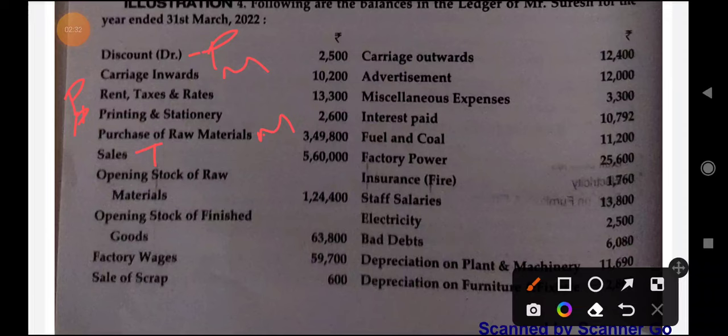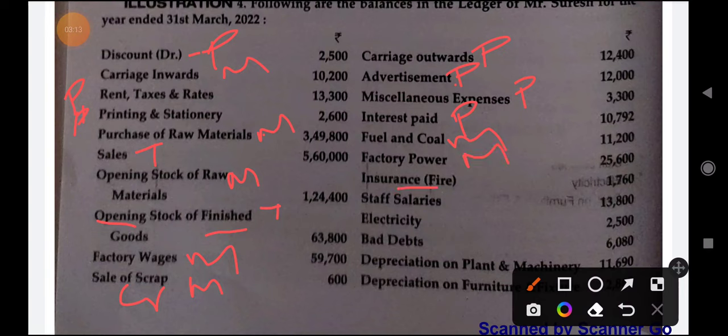Opening stock of raw material will come under manufacturing account. Closing stock of finished goods, opening stock of finished goods will come under trading account debit side. Factory wages, manufacturing account. Sale of scrap, manufacturing account only but credit side. Carriage outward will come under P&L account. Advertisement, P&L account. Miscellaneous expenses, P&L account. Interest paid is finance cost, that comes under P&L account. Fuel and coal comes under manufacturing account. Factory power comes under manufacturing account.